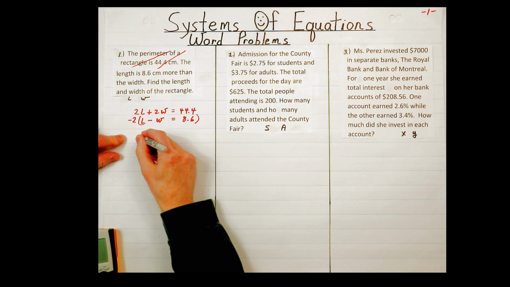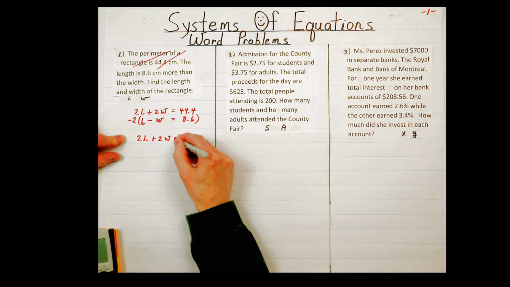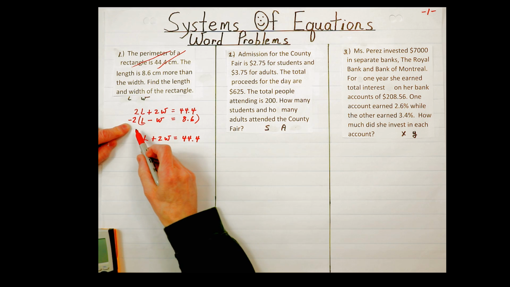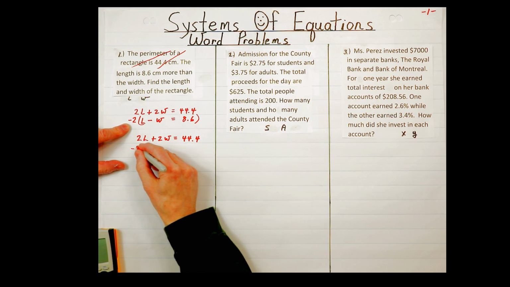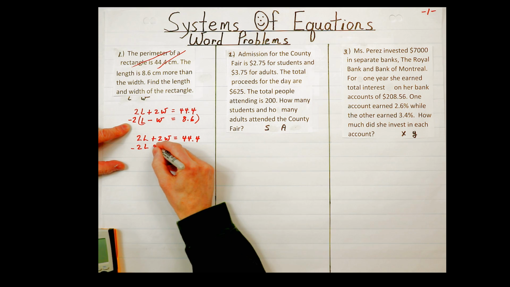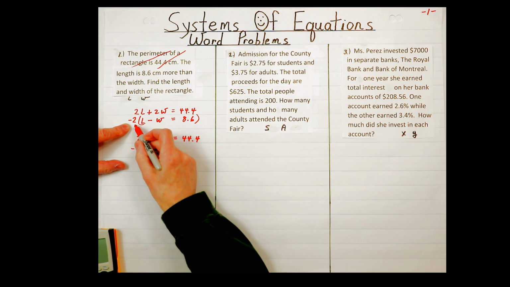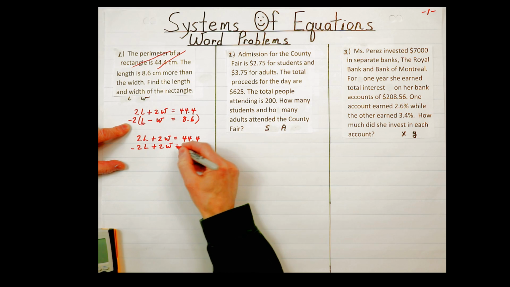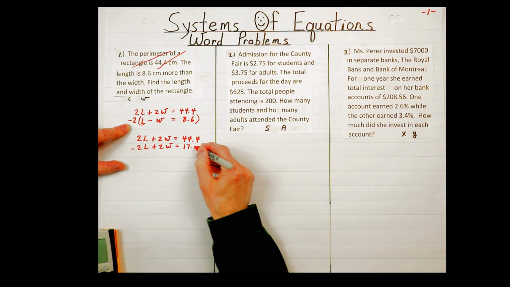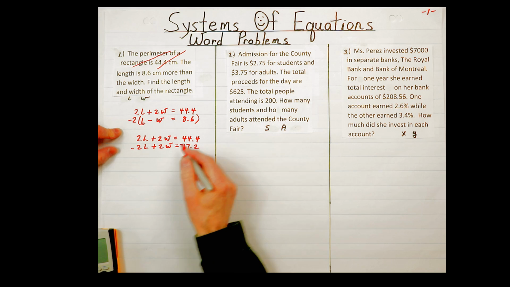So I bring down the first equation. I'm not doing anything to that. 2L plus 2W equals 44.4. -2 times L is -2L. -2 times -W is plus 2W. And -2 times 8.6 is equal to 17.2. Yes, correct. But it's negative.